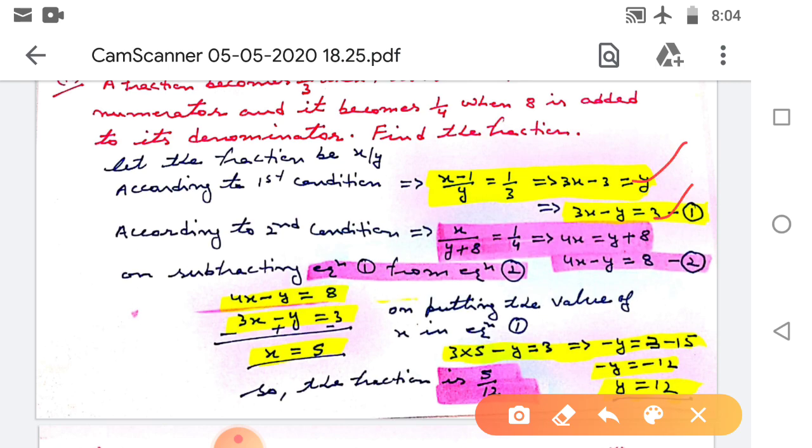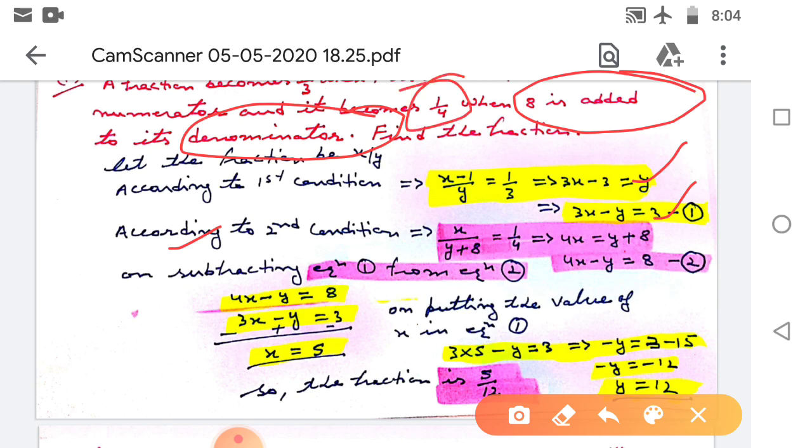Now, according to the second condition, he's saying when 8 is added to the denominator, the fraction becomes 1 by 4. So there is no change in the numerator; x remains x. The denominator is now y plus 8, and it is equal to 1 by 4. And when you cross multiply, the second equation is 4x minus y is equal to 8.